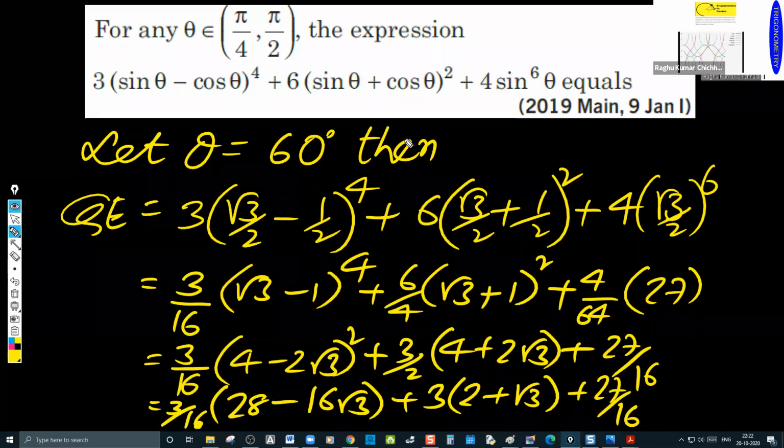But theta is restricted, like pi by 4 to pi by 2, and that pi by 2 is also open there. Open means it won't take pi by 2 value. That's the difficulty. Anyway, in the next class I'll take the original question and discuss it. But till then, you just understand this simplification.